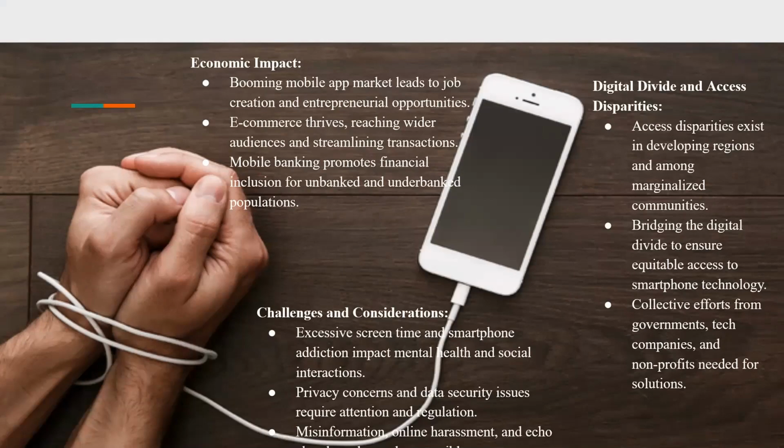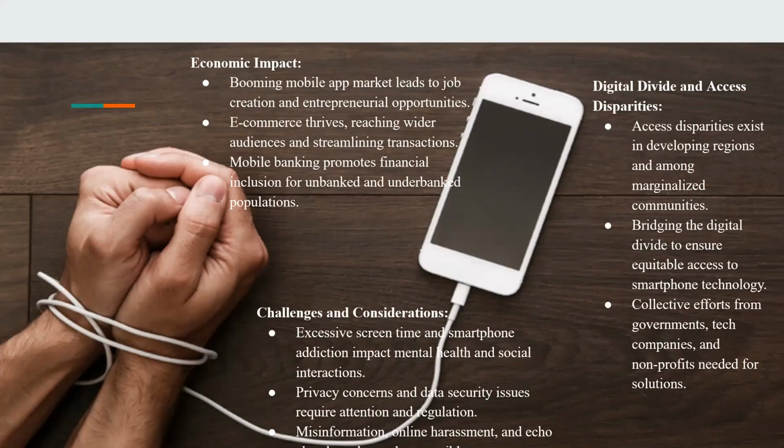Despite the many benefits, smartphones also present challenges that require attention. Excessive screen time and smartphone addiction have raised concerns about mental health and social interactions. The constant availability of digital media can lead to sleep disturbances and reduced face-to-face interactions. Moreover, issues of privacy, data security, and commodification of personal information warrant careful consideration and robust regulations.